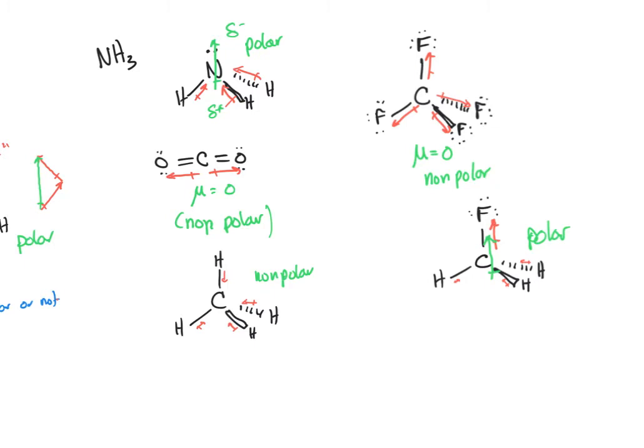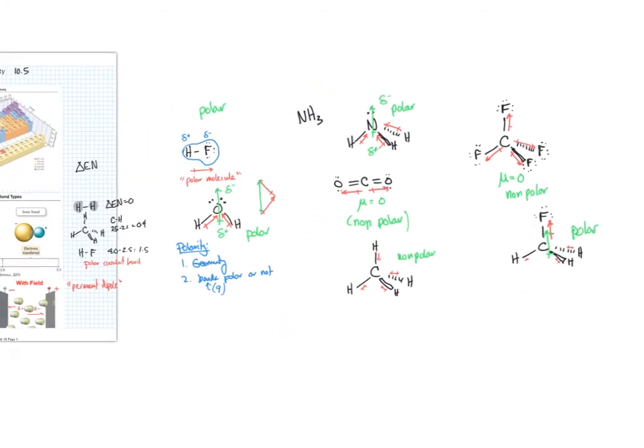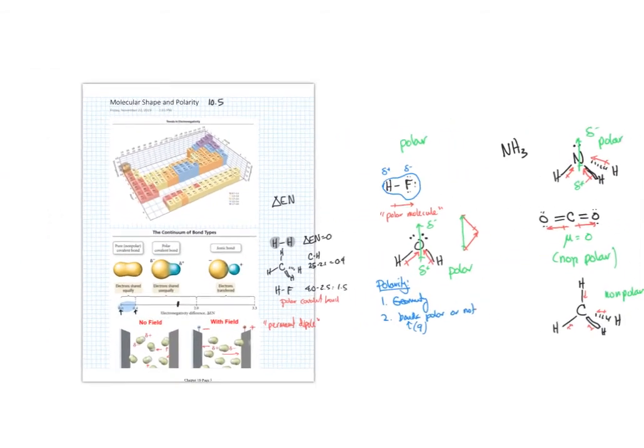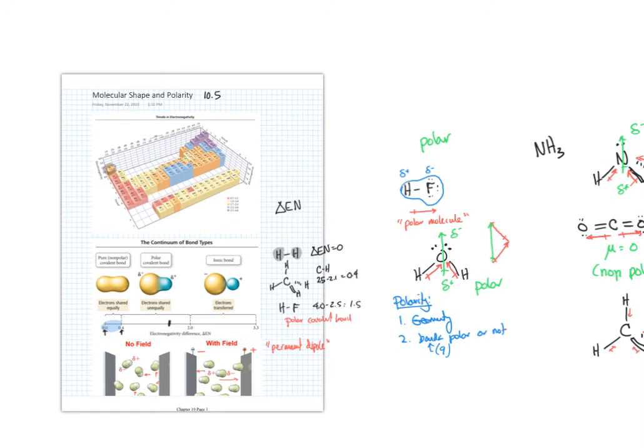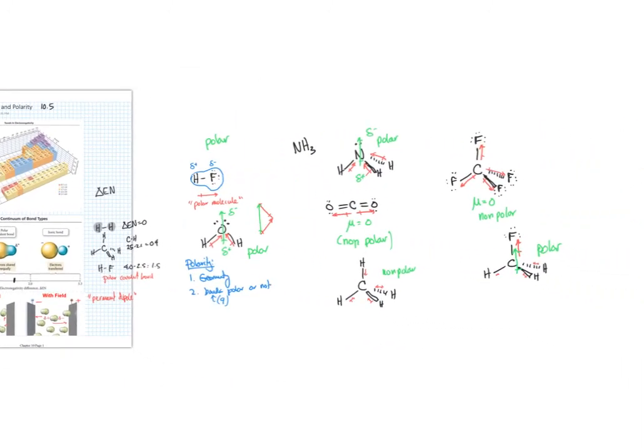Okay, so what have we learned here? We have learned that we need two criteria. We need to look at the electronegativities, the differences, just like we did before, but we also need to take a look at the geometry of the molecule once it's assembled. And if they're symmetric and they cancel each other out, it's going to be nonpolar. If they're not symmetric and they don't cancel each other out, it's going to be polar.